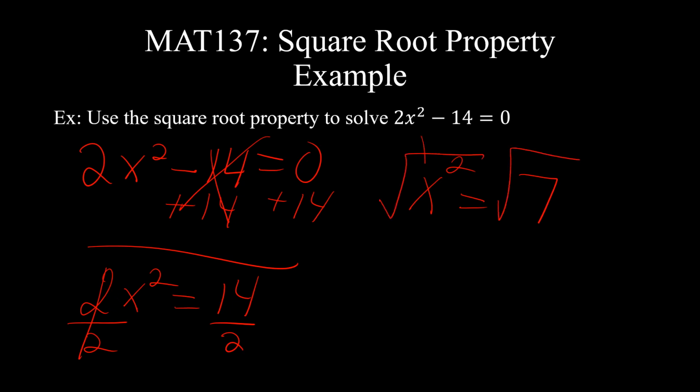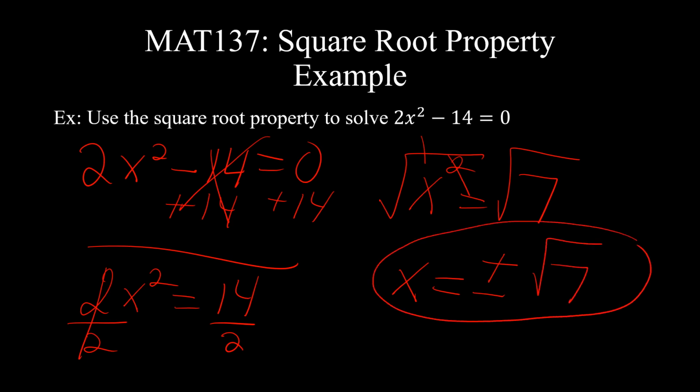The square root is going to cancel out the square, so I'm left with x. And I know anytime I use the square root property, I have to consider both the positive and negative cases. The square root of 7 is as simplified as it's going to get because 7 is a prime number.